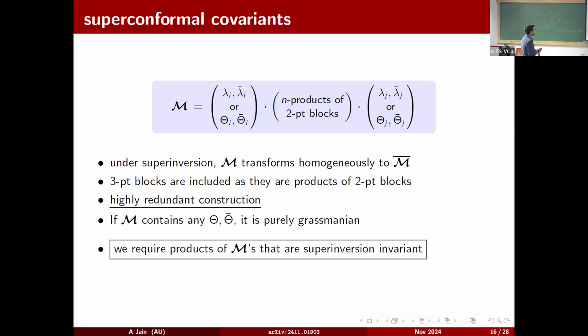Okay. And now these transform homogeneously to m bar, right? So these go to their conjugates. But we require products of n's. So we will multiply them with themselves so that we have superinversion invariants, right? We cannot have conjugates since we need to write down correlators of symmetric traceless operators only.